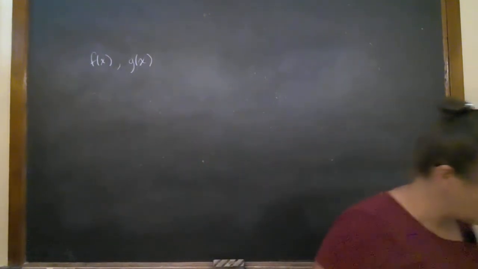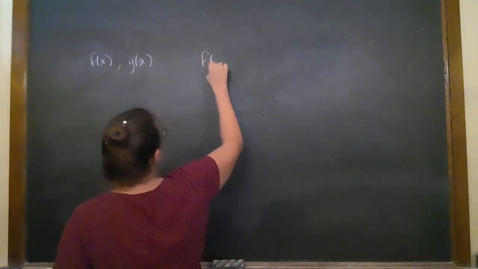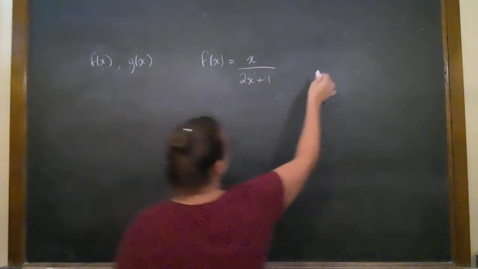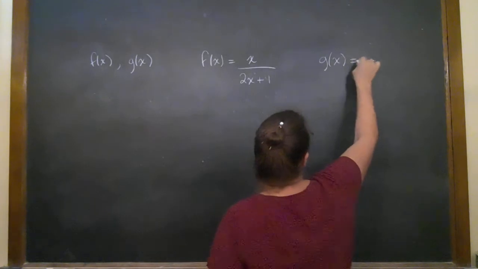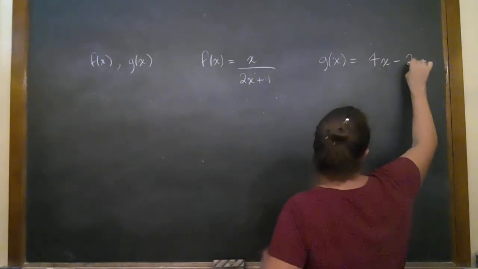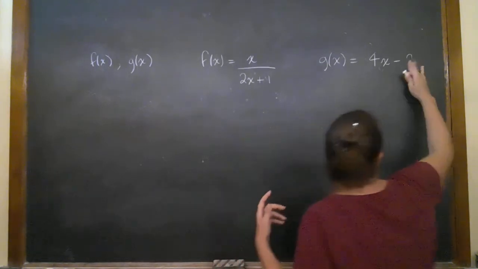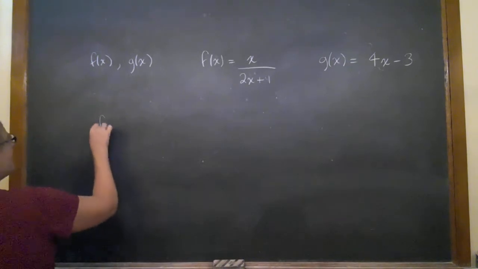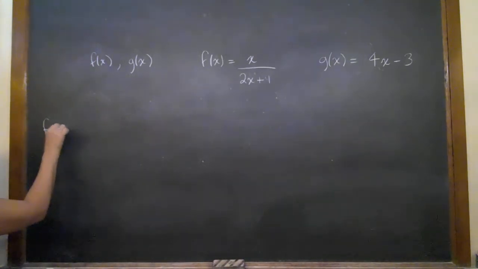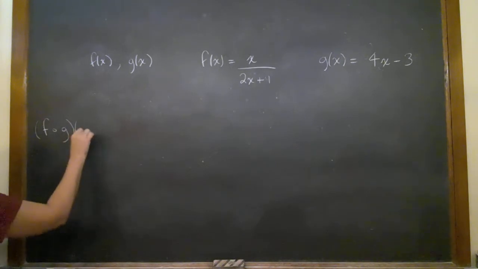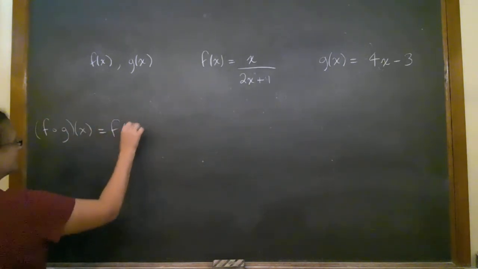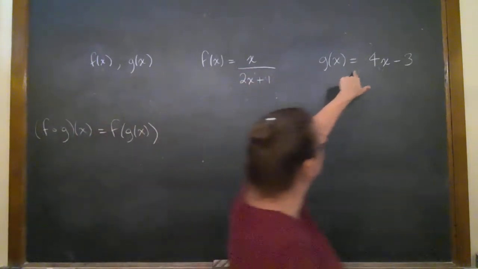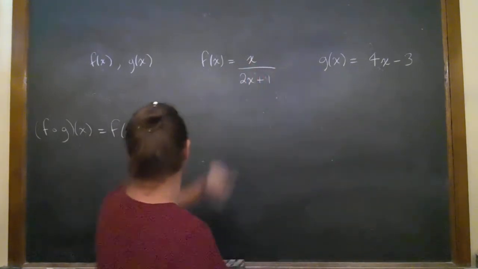So, for example, we have one here. f of x is x over 2x plus 1, and g of x is 4x minus 2. Let's make it a 3, so we can track everything. Okay? So if I do f circle g, that means f of g of x. It means I stick g of x in for every x here. So I stick this whole expression in for each of these x's.